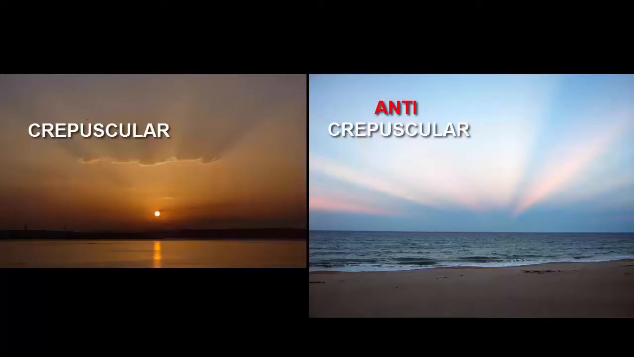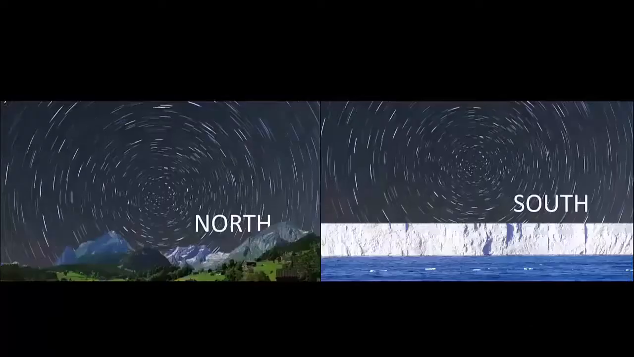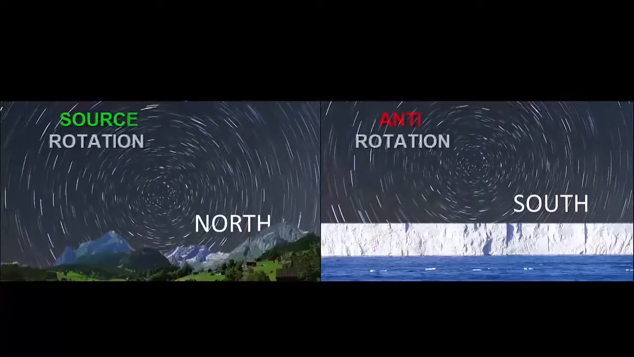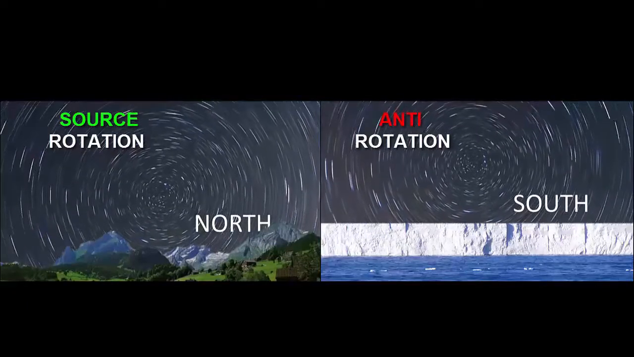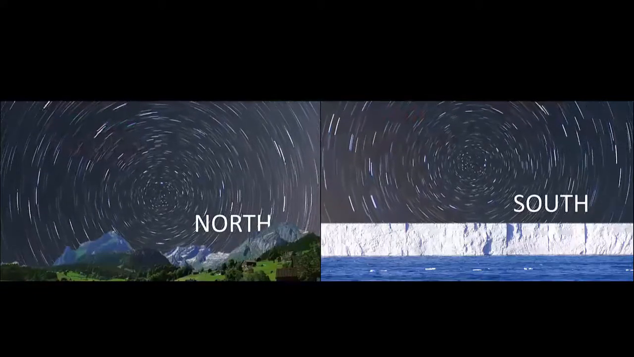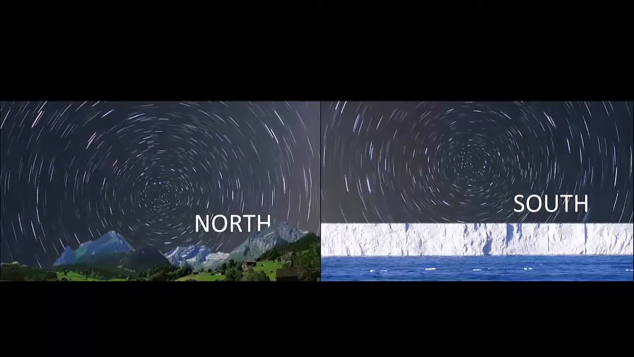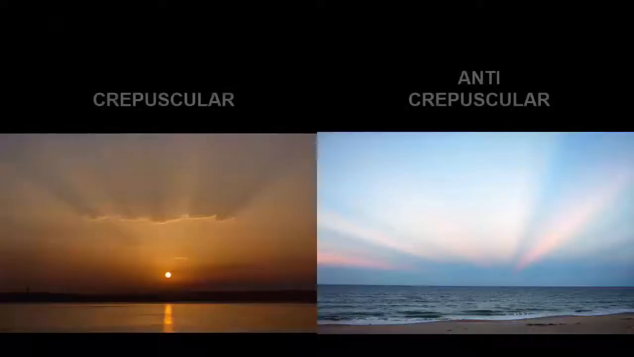But they're not the source of the light to begin with. The source of the light is the sun. So that's the same way that the stars, the source of the rotation is the northern rotation, not the southern. The southern is just an anti or a perspective produced counter rotation. Crepuscular and anti-crepuscular rays is some strong evidence that perspective will in fact explain that phenomenon.